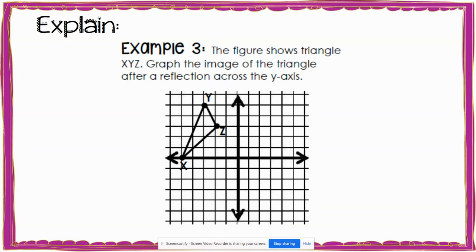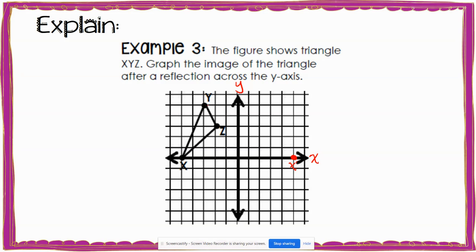Example 3 shows triangle XYZ. We are going to graph the image after a reflection across the y-axis. So remember, this is our x-axis and this is our y-axis. So this time we're taking it and reflecting it across y. So if I reflect it across y, I can see that I'm going to end up over here in quadrant 1. Well, let's start with X. For X, I need to move it to the y-axis. So I'm going to count 1, 2, 3, 4, 5, and that takes me to the y-axis. So I'm going to continue 1, 2, 3, 4, 5, and this is going to be X prime.